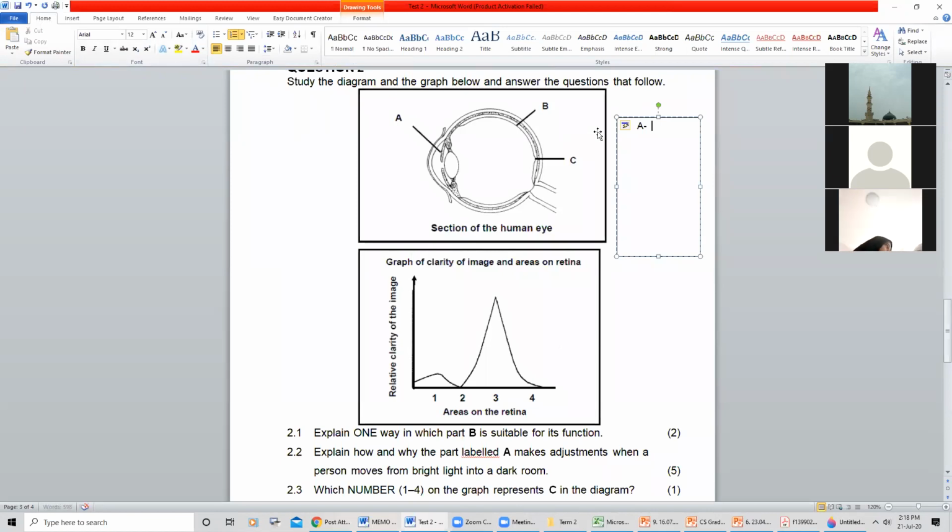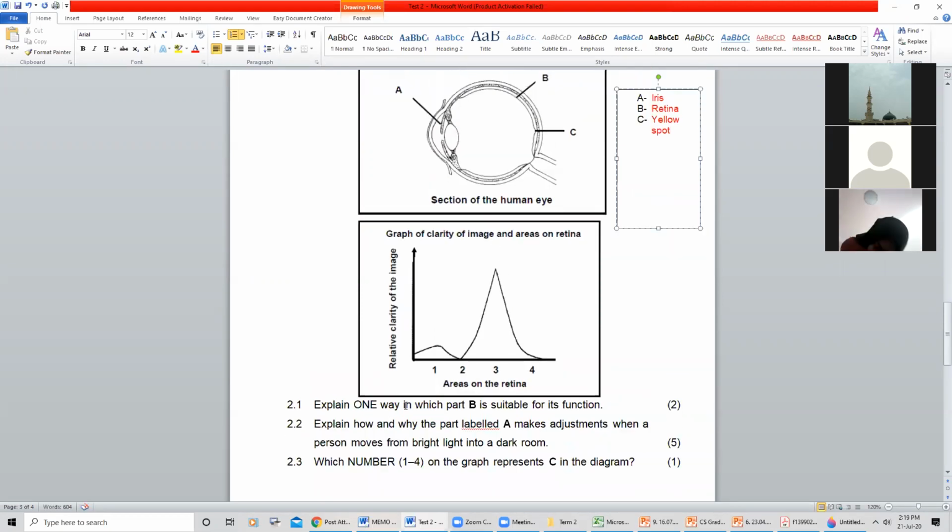Right, so A is the iris, correct? B is the retina, which is correct, the innermost layer, and then C, yellow spot, perfect. Right, there is another name, the fovea centralis, but yellow spot is accepted in the exam, so that's fine. Okay, then if we look at the graph, we can see it's showing you the relative clarity of the image. How clear is the image? It starts off low, then at 1 it's slightly higher, then goes down to nothing at 2, and then it increases a lot at number 3, and then it decreases after that.